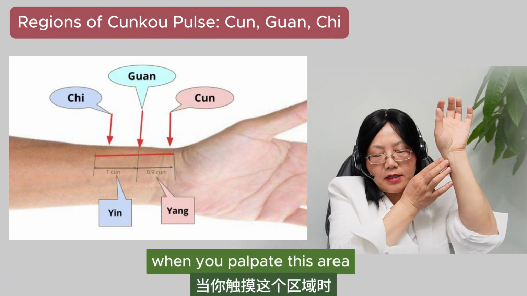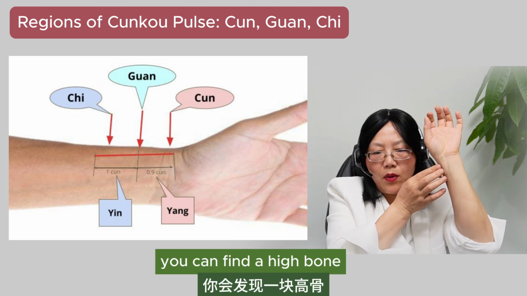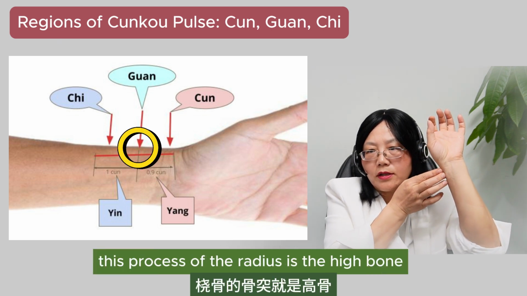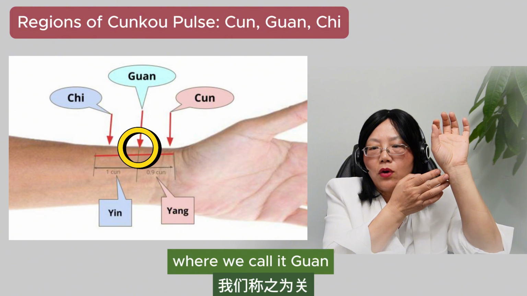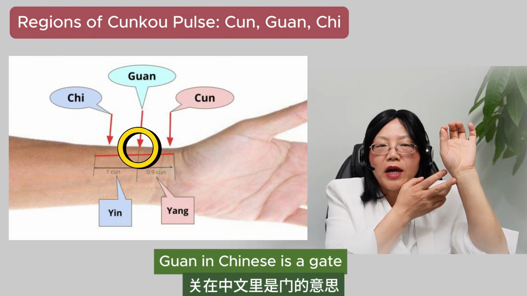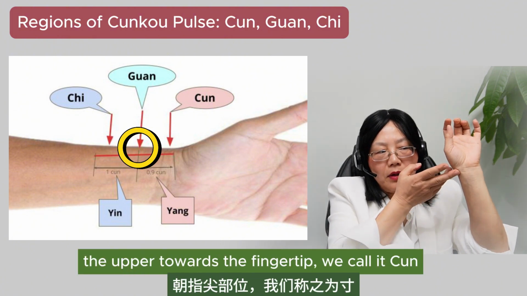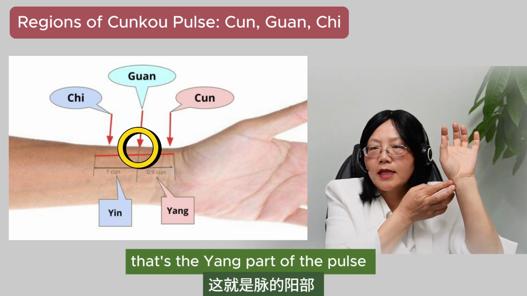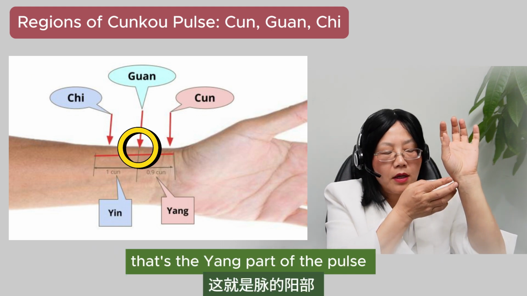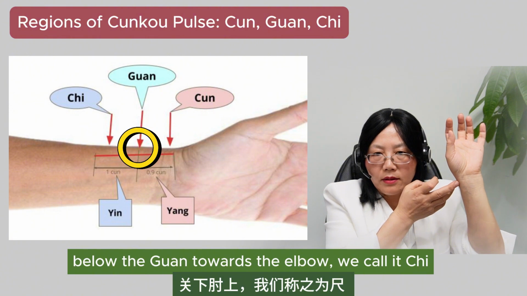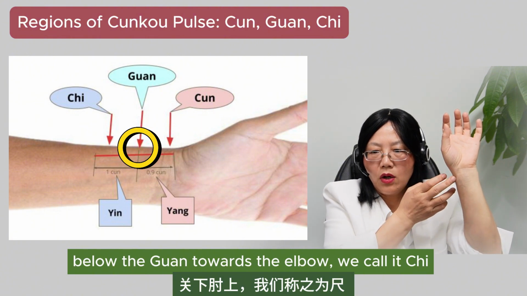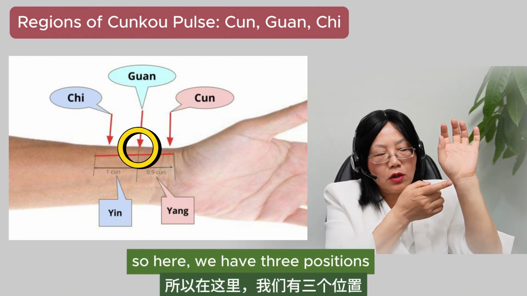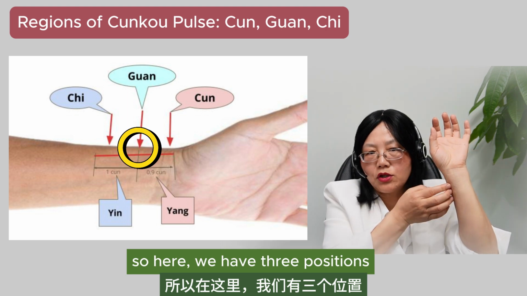When you palpate this area, you can find a high bone. This process of radius is the high bone, where we call it Guan. Guan in Chinese is gate. The upper towards the fingertip, we call it Cun. That's the yang part of the pulse. Below the Guan, towards the elbow, we call it Chi. So here we have 3 positions.